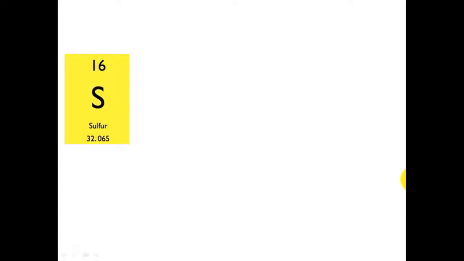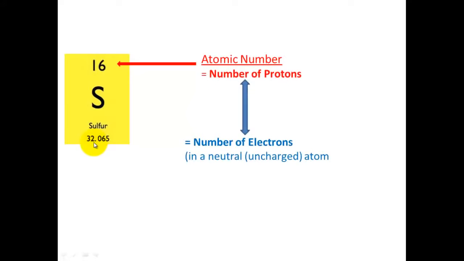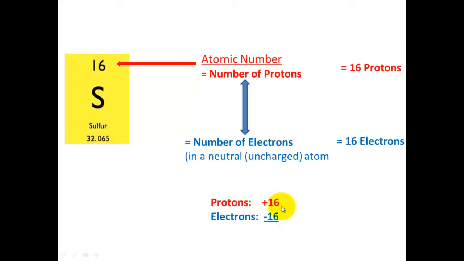Let's look at a second example. Sulfur. Atomic number 16, mass number 32. Number of protons equals the number of electrons in an uncharged atom, so 16 protons, 16 electrons, 16 positive charge, 16 negative charge, and a total of 0 overall charge.